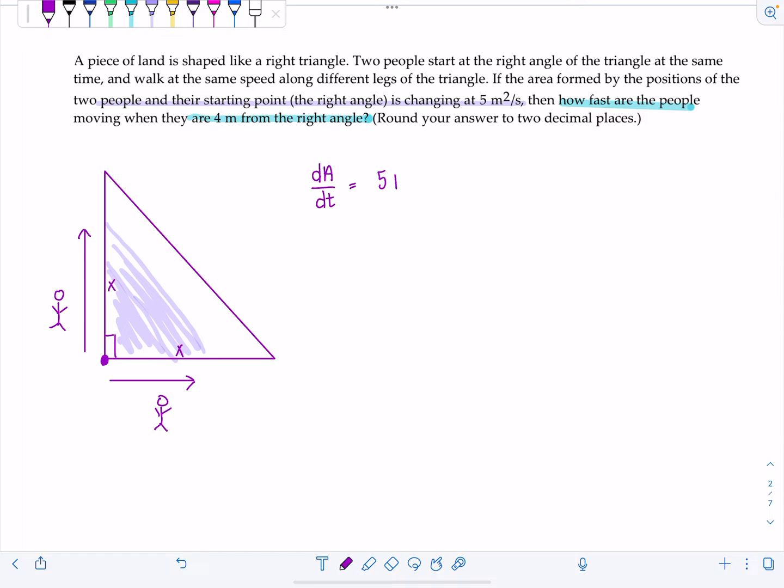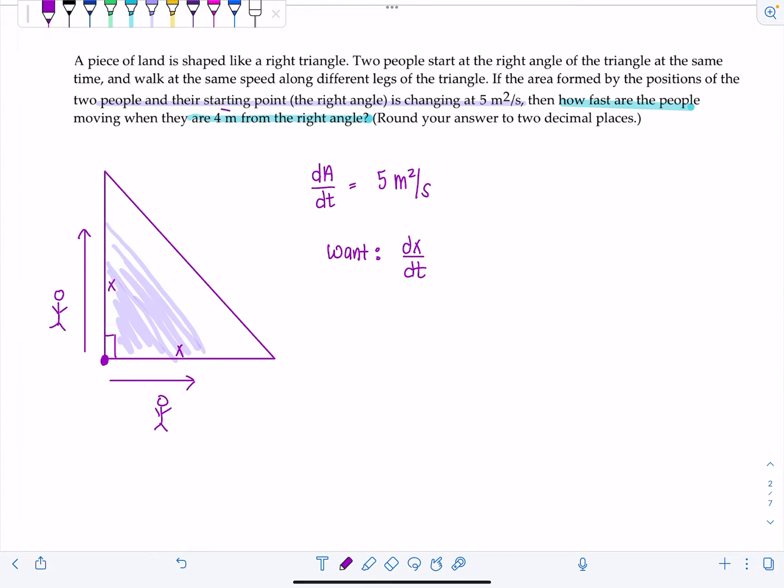dA/dt is 5 meters squared per second. What do they want from us? They want to know how fast the people are moving. So if I'm calling the distance they've covered x, what they want is the rate of change of x with respect to time. How would you write that using calculus notation? That's dx/dt, right? So that's what they want.